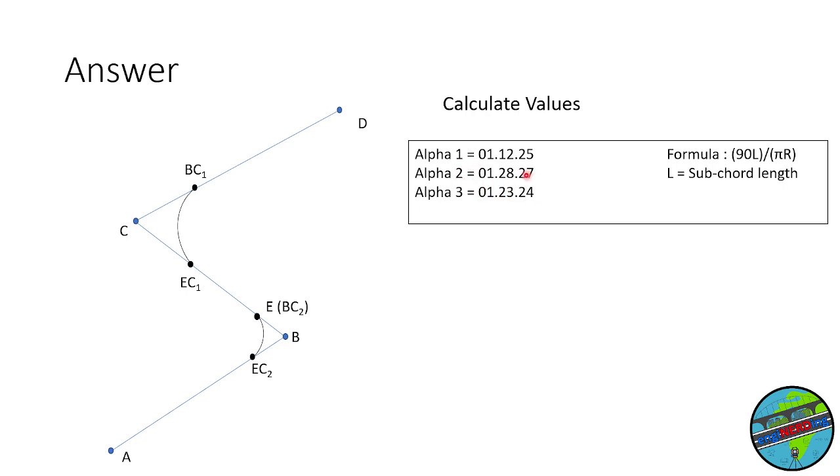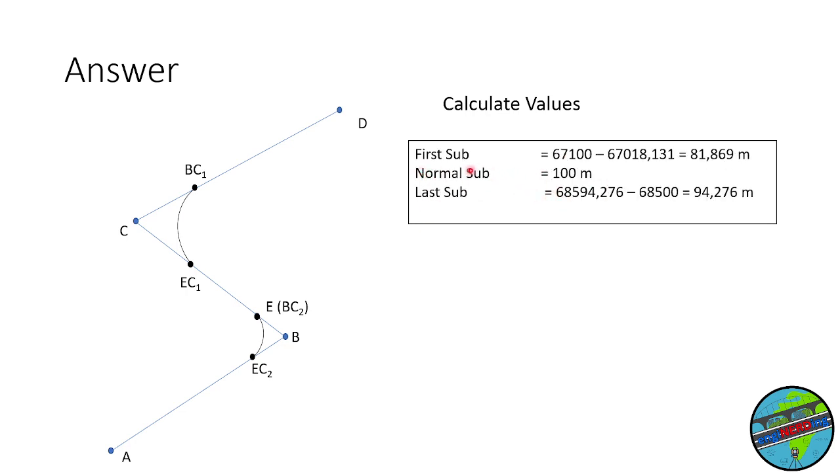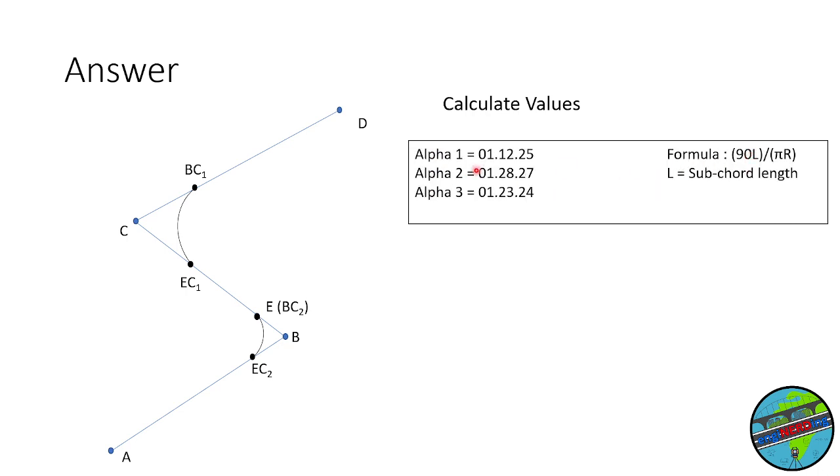And then the alpha 2 is our normal sub, so we just put 100 meters in there and it will give us that angle. Alright, so these angles are consecutively going to be added from one to the other or subtracted from one to the other depending on the scenario, so that we can determine basically the different directions we need to measure from a point.